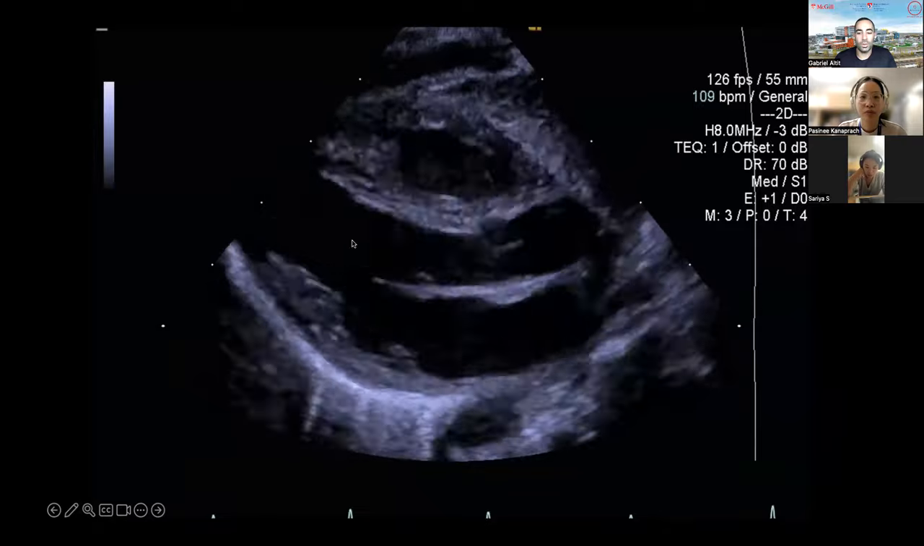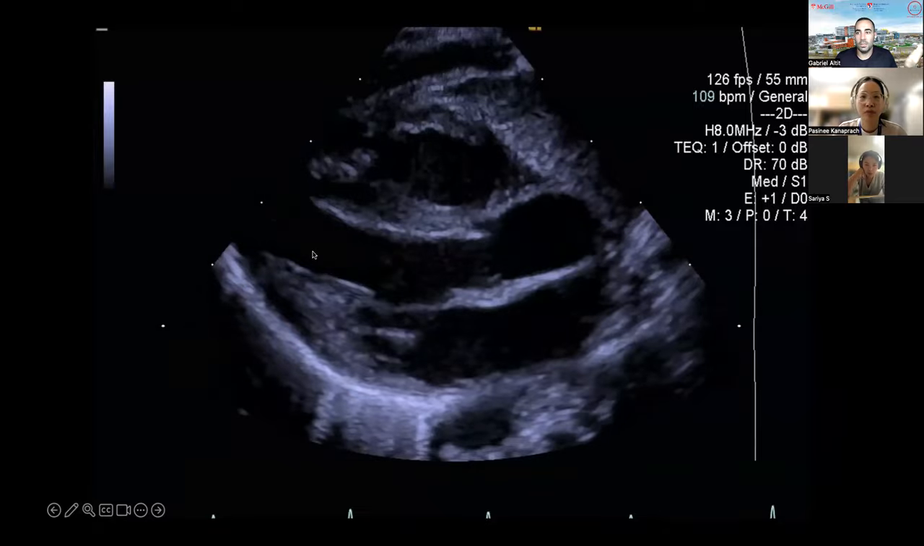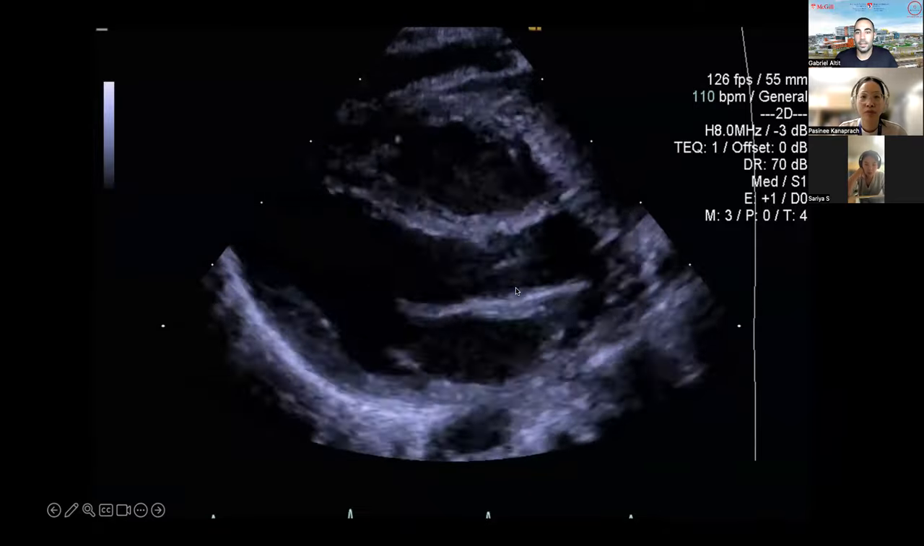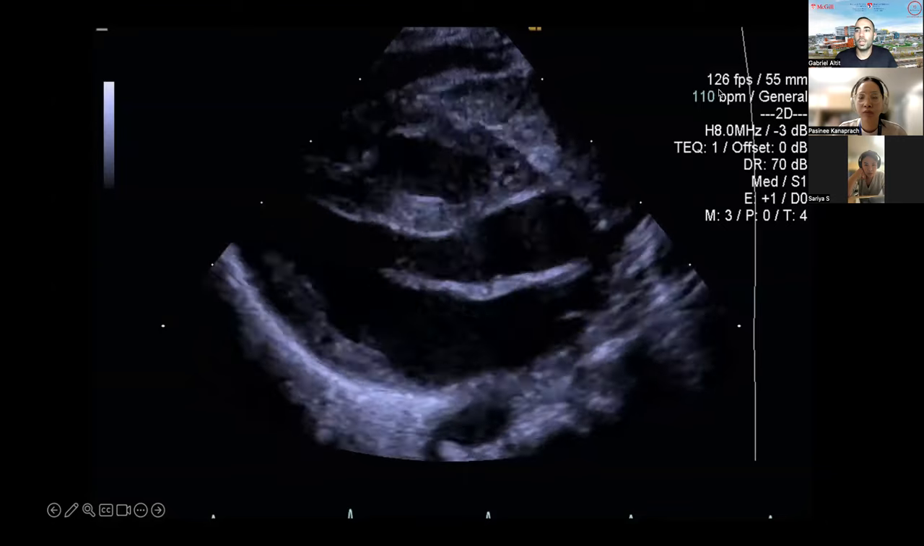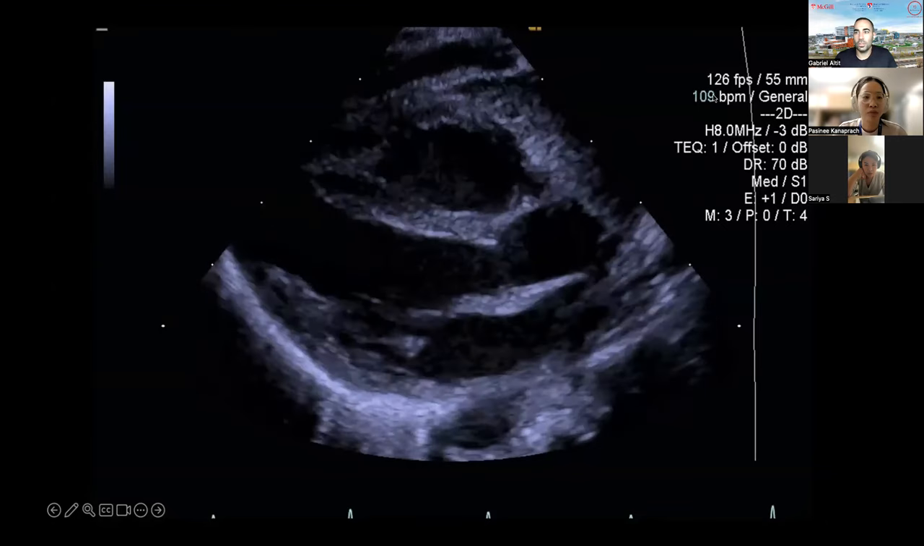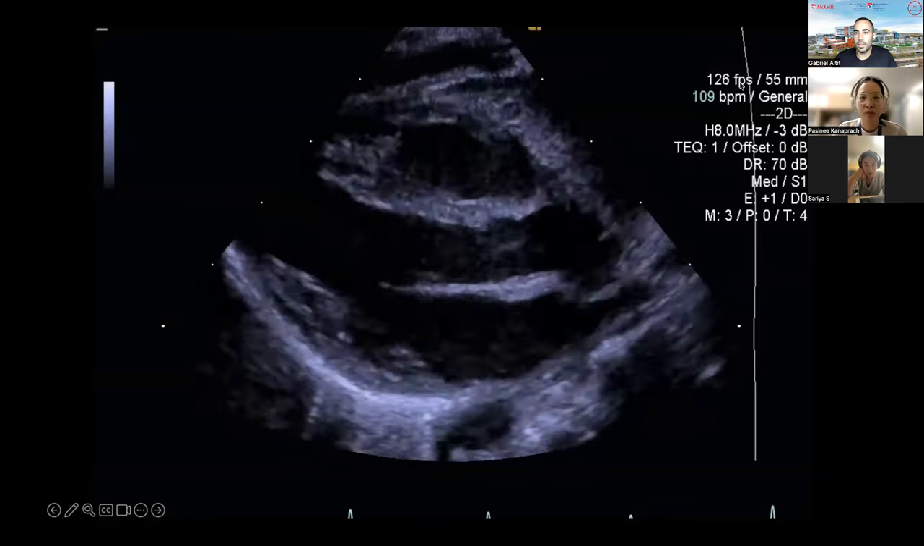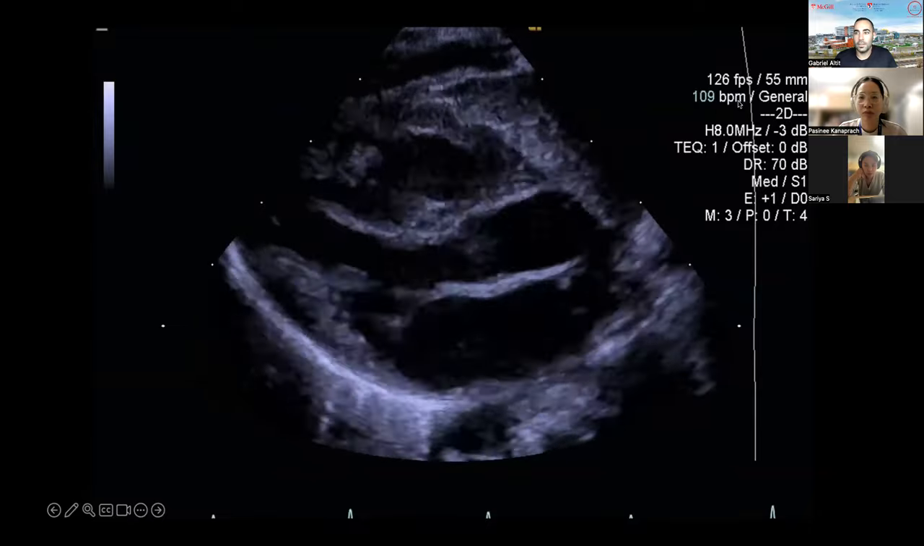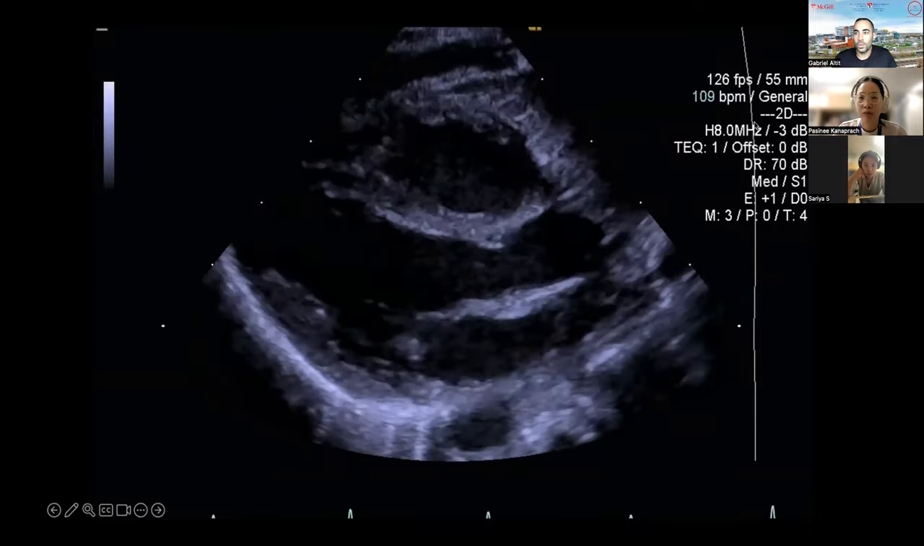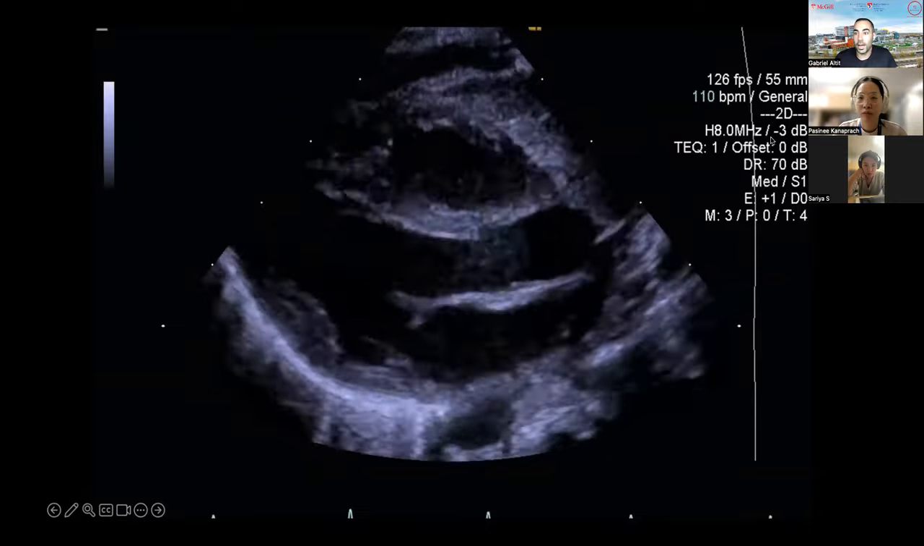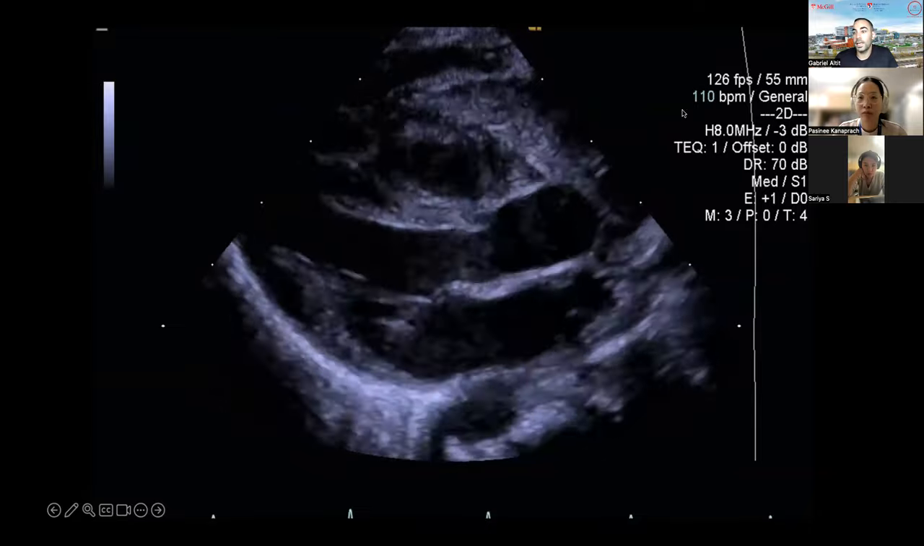The previous images were done by a GE machine. These images are done by a Siemens machine. So you can see very similar information you're getting. You're getting frames per second here, beats per minute, and the frequency of the probe. You can see already it's a higher frequency probe because it's a pediatric patient.